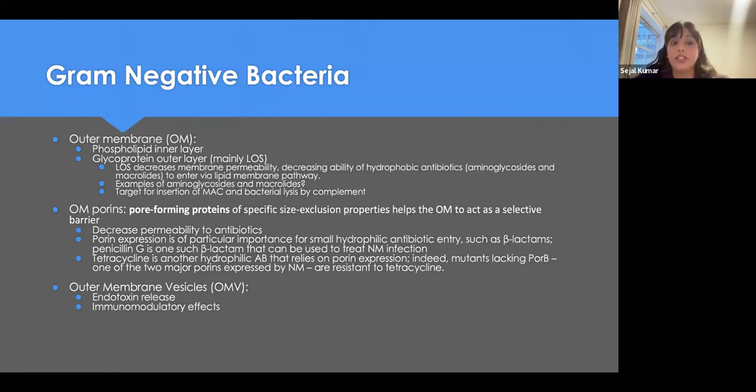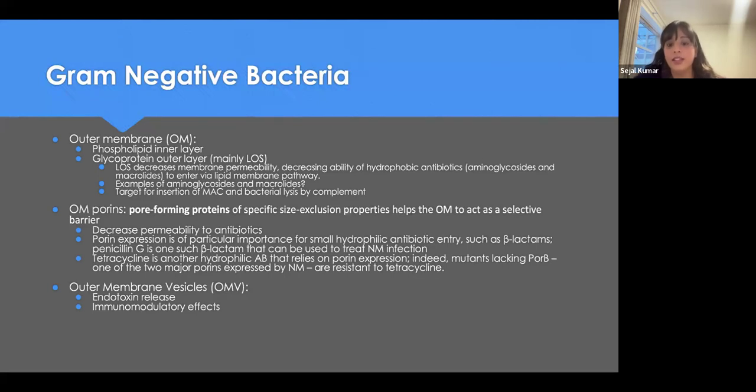This glycoprotein outer layer is also a target for insertion of the MAC complex and bacterial lysis by complement. So it is a target for the immune system essentially. It is something that can get the bacteria targeted as well. So an important thing that the outer membrane has are porins. These are pore-forming proteins of specific size exclusion properties, and these allow the outer membrane of the bacteria to act as a selective barrier to antibiotics, for example. So it's another way for the bacteria to decrease permeability to antibiotics.